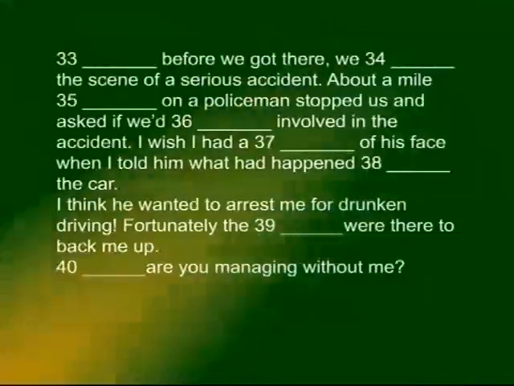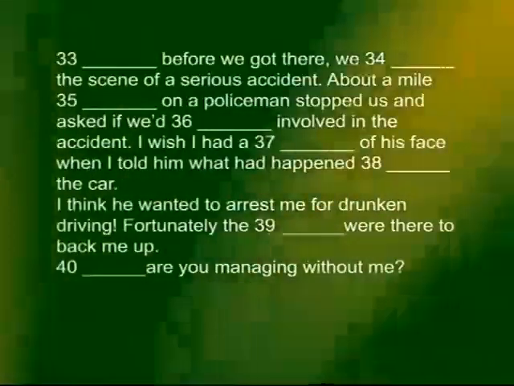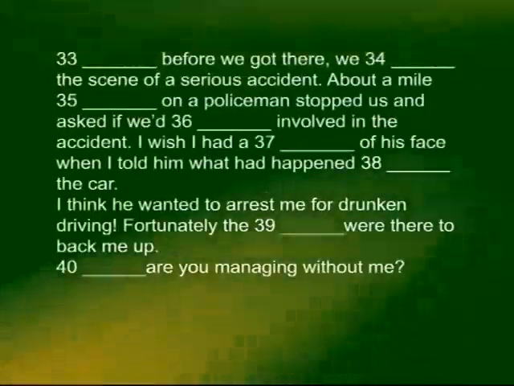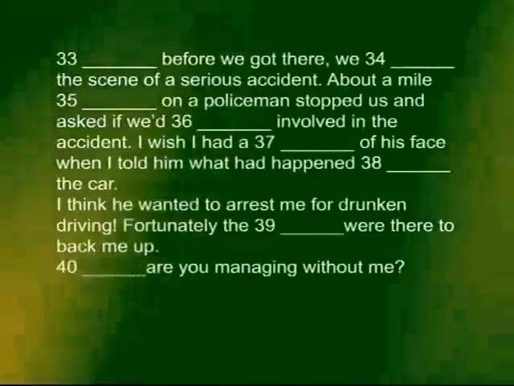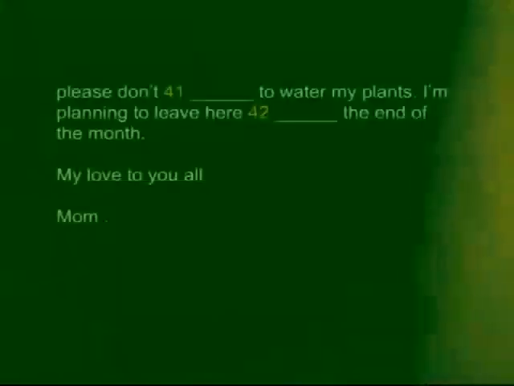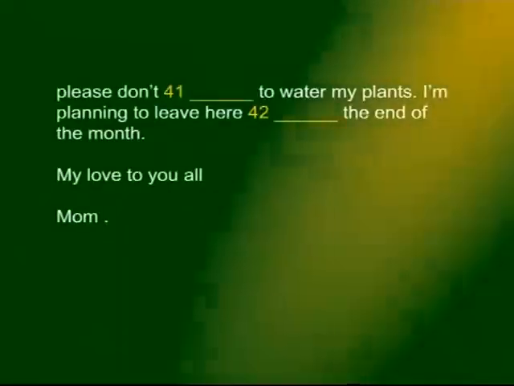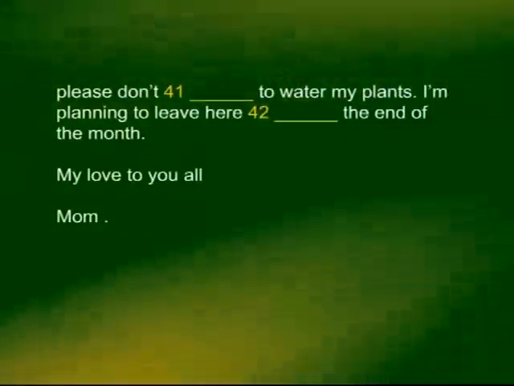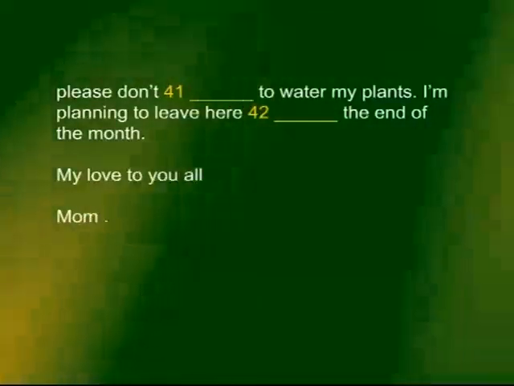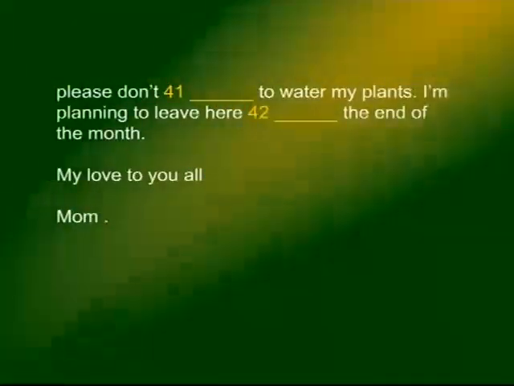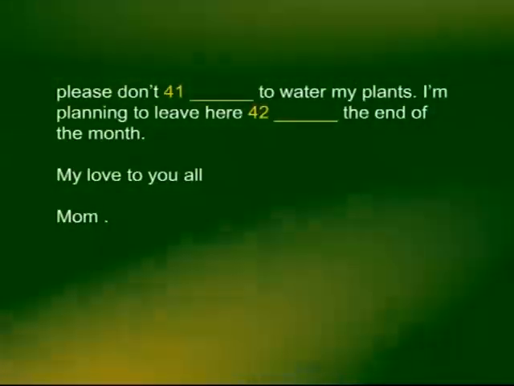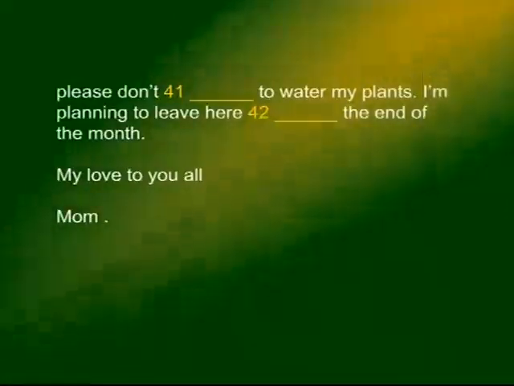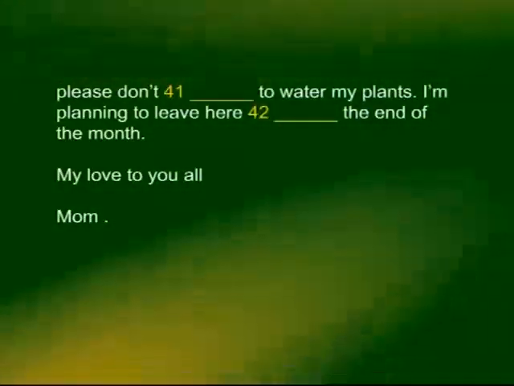And then the last bit of the letter, are you managing without me? The question mark gives you the clue. How are you managing without me? Please don't forget to water my plants. She's reminding them of something that they have to do, and that is, don't forget to water my plants. I'm planning to leave here at the end of the month. The preposition, at. My love to you all, Mum.